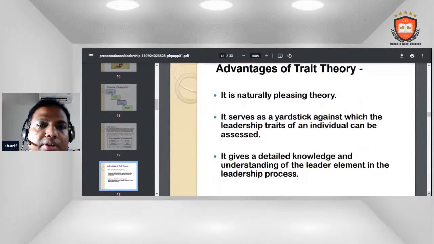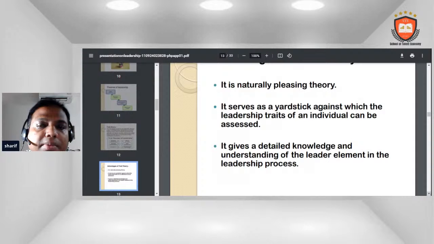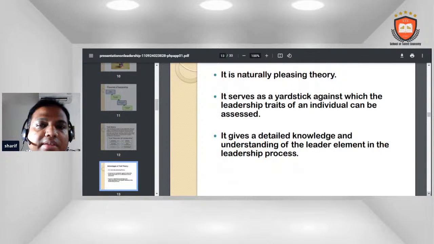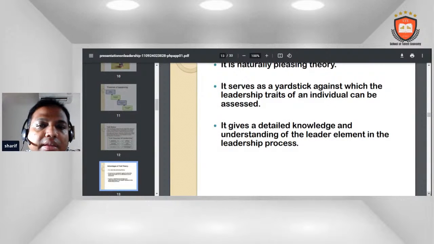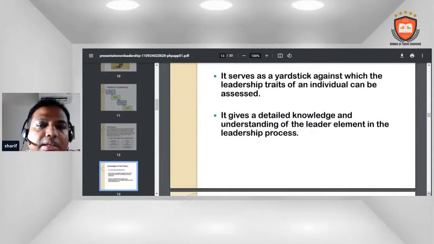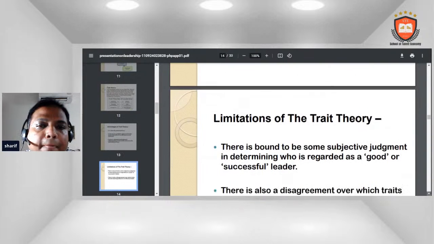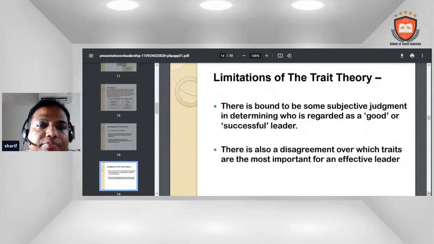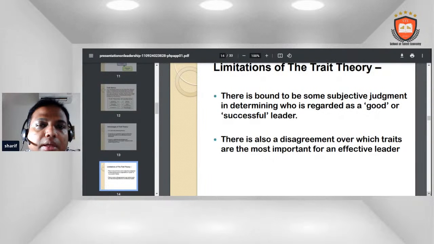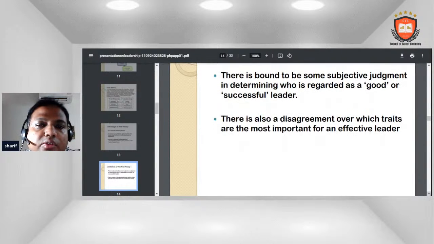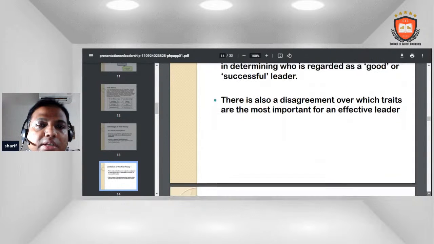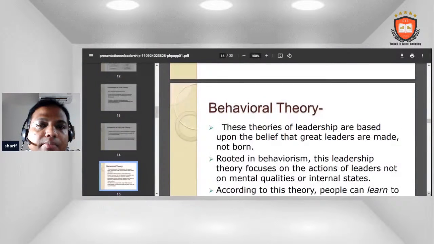Advantages of trait theory: it is a naturally pleasing theory. It serves as a yardstick against which the leadership traits of an individual can be assessed. It gives a detailed knowledge and understanding of the leader element in the leadership process. Limitations of the trait theory: there is bound to be some subjective judgment in determining who is regarded as a good or successful leader. There is also disagreement over which traits are the most important for an effective leader.